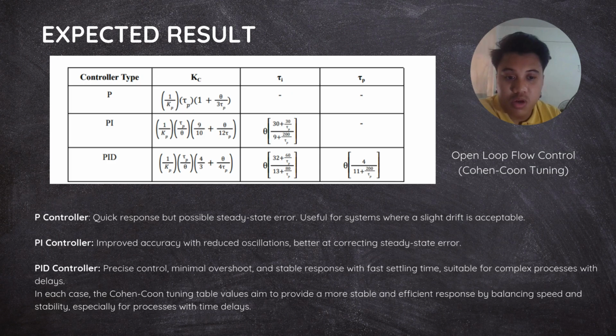expect precise control, minimal overshoot, and a stable response with fast settling time, suitable for complex processes with delay. So in each case, the Cohen-Coon tuning table aims to provide a more stable and efficient response by balancing speed and stability for processes with time delay.